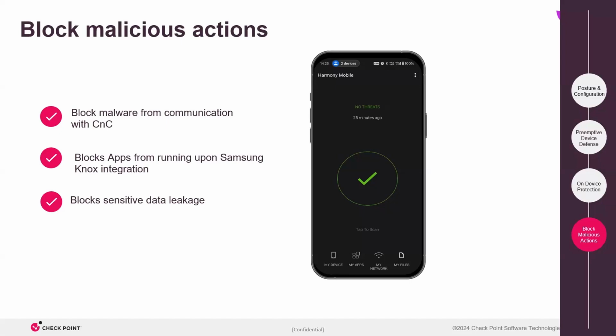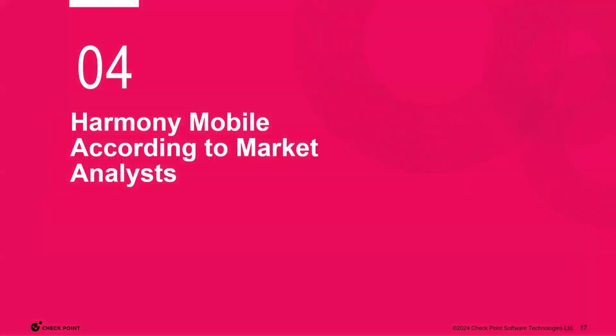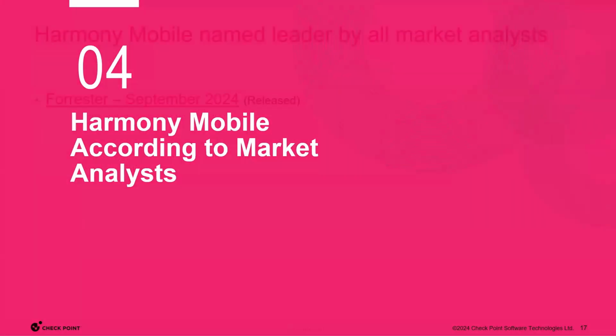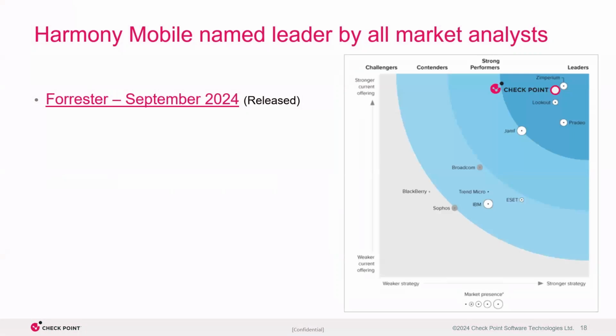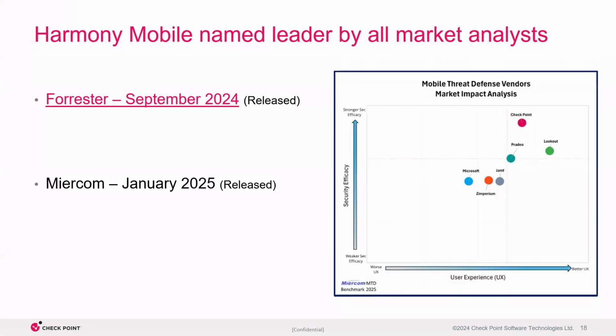and we're considered to have no threats. So let's quickly talk about what the market has to say about Check Point. Forrester in 2024, you can see we're in the top right-hand quadrant yet again. We have a link for that if you'd like to see it. It's been released, of course. That was almost a year ago at this point, or a little over a year ago. And then earlier this year, we were released in Miercom also as the highest security efficacy, top right quadrant per usual.